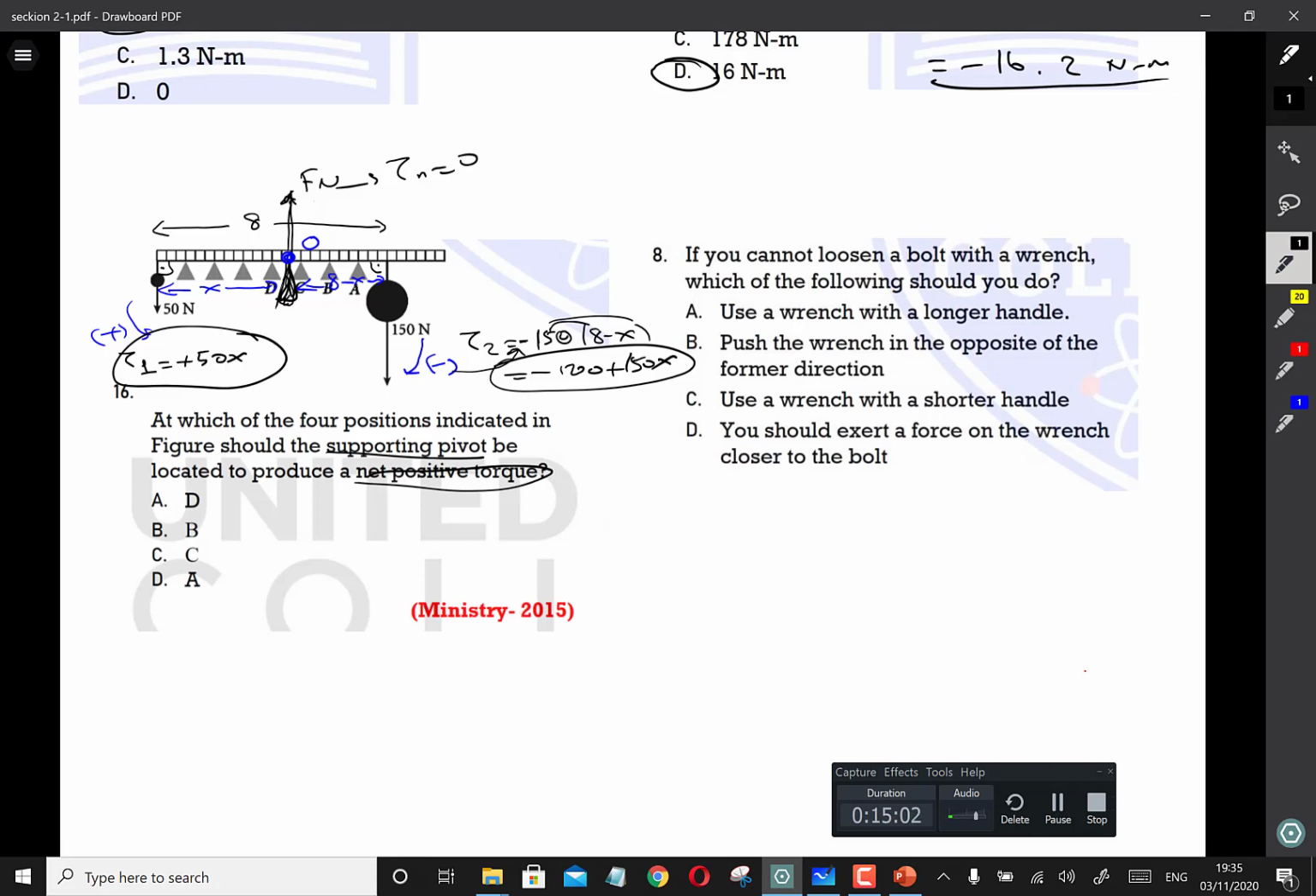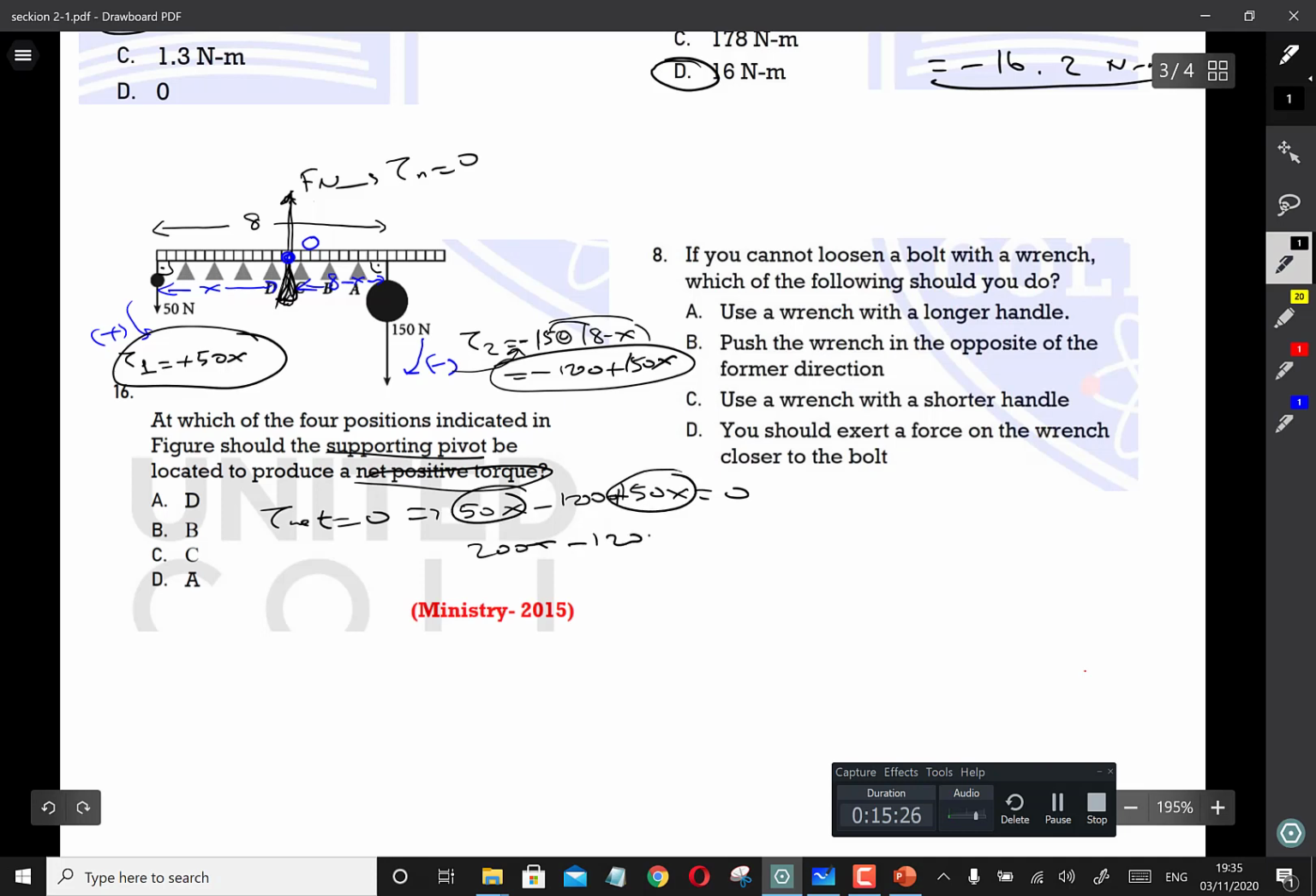So now let's apply rotational equilibrium. For no rotation, net torque is equal to 0 for rotational equilibrium. After that, we'll add them all: 50x minus 1200 plus 150x is equal to 0. In this case, it's going to be 200x minus 1200 equal to 0. So 200x is equal to 1200, divided by 200 on both sides. So you will get x is 6 divisions.